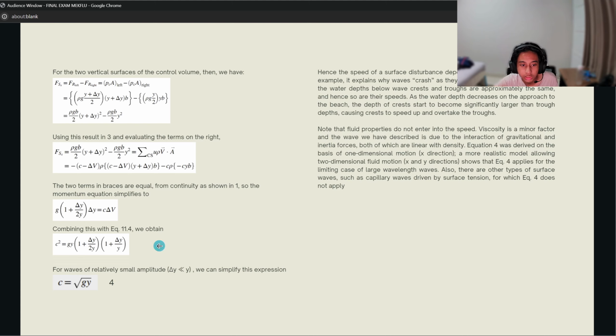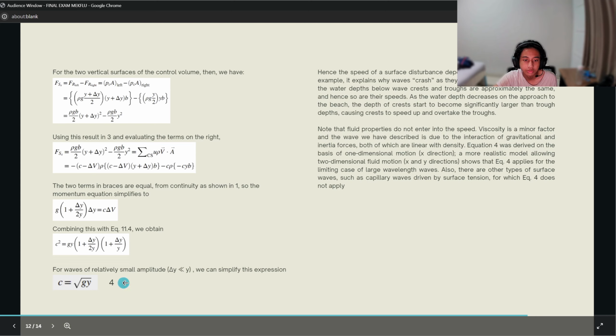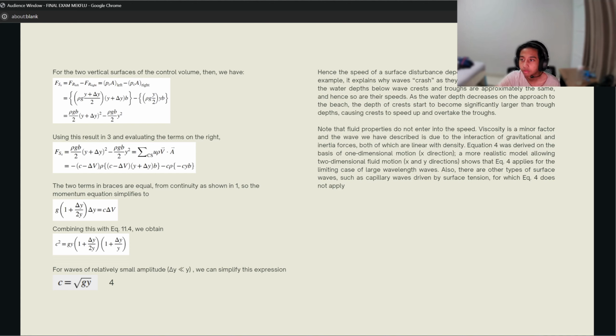Combining it with equation 1.11.4, we can obtain that the C is about this equation for waves of relatively small amplitude. We can simplify this equation above to become this equation below. Hence, the speed of the surface disturbance depends on the gravity and on the fluid depth.